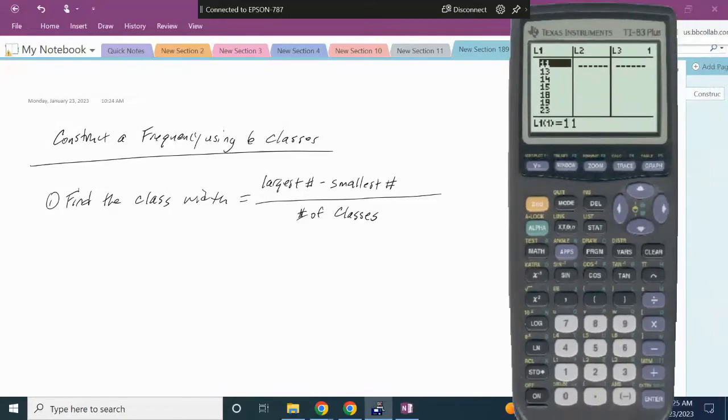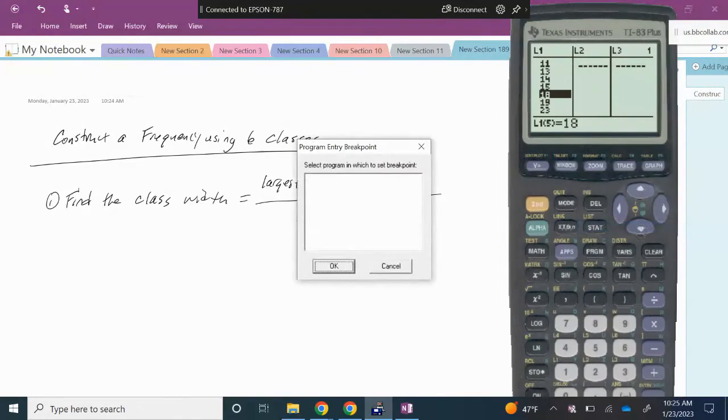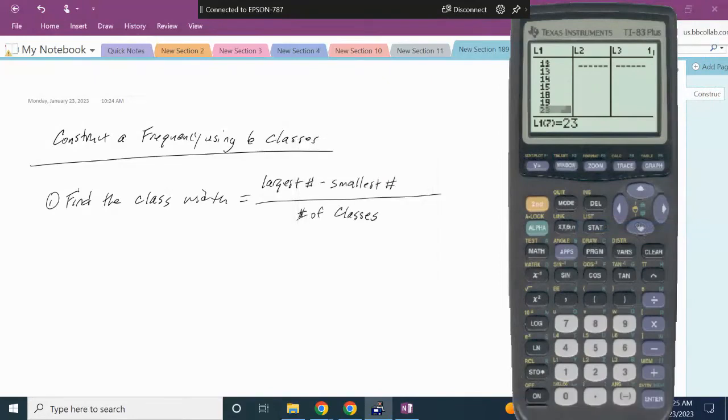So if I look at our list, the smallest number is 11, and the largest number is what? 56. So we have 56 minus 11 divided by the number of classes, which is what? 6.